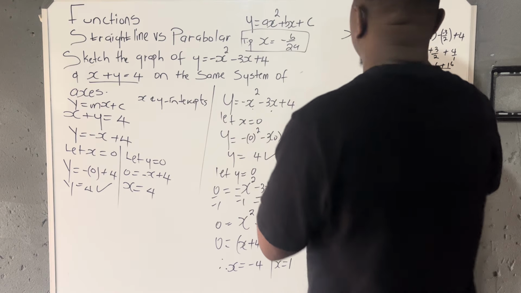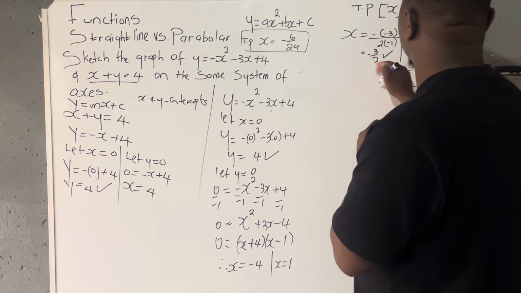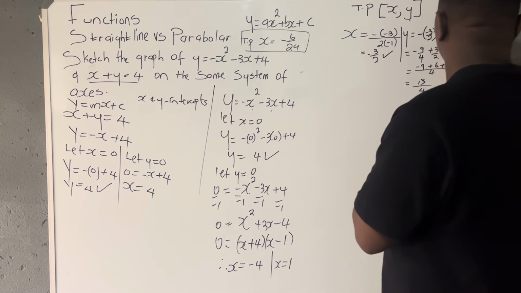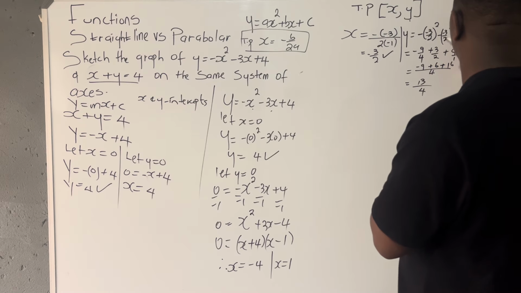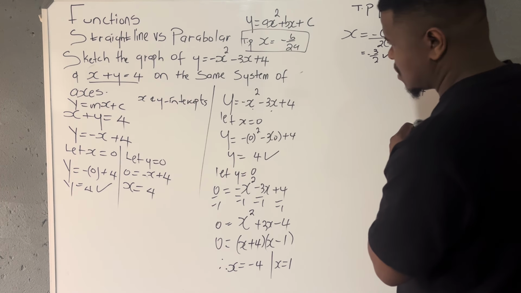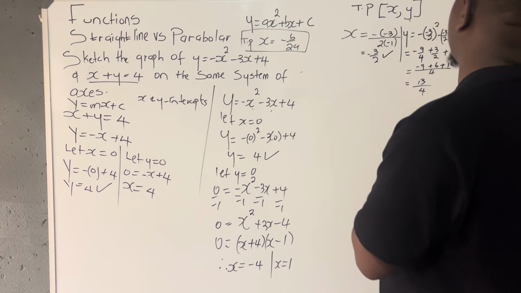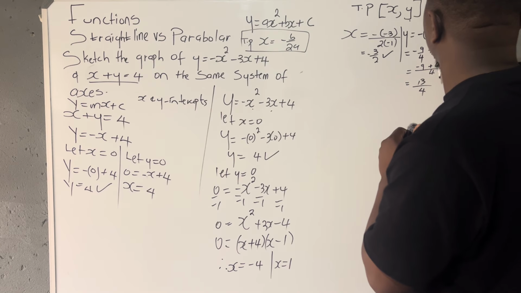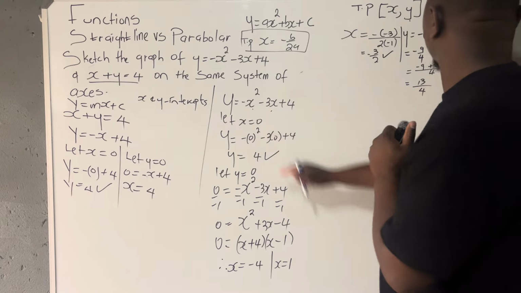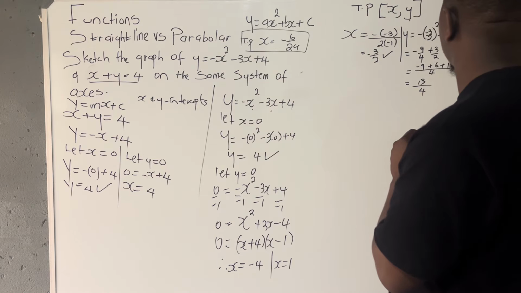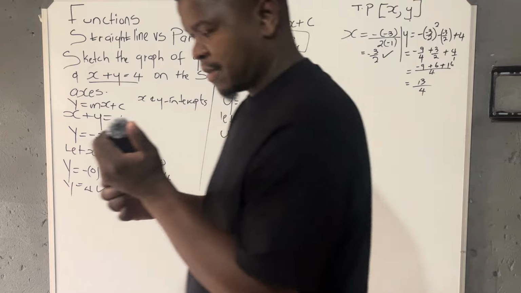Okay, let me see. Our b is, yes, minus 3 over 2. This is 9 over 4. This is just... Oh, I made a mistake right here. These 3. Yeah, I made a mistake there.